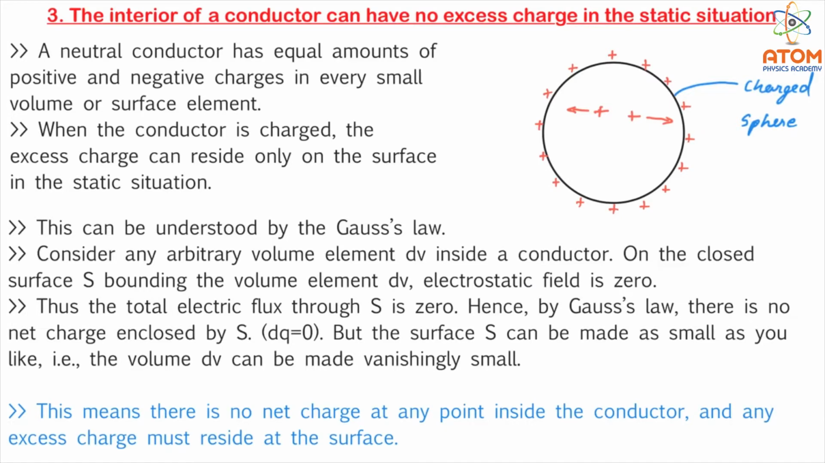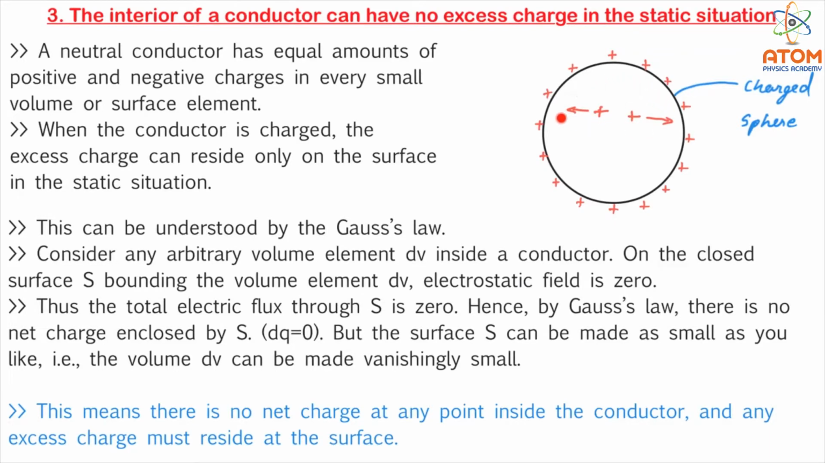This can happen only in a conductor, not in an insulator. We can charge any insulator. Suppose a plastic can be charged. Now if I place two like charges in the interior part of a plastic sphere, then though they both will feel a repulsion, they cannot go anywhere, because plastic is an insulator, it is a non-conductor. That's why charge cannot move.